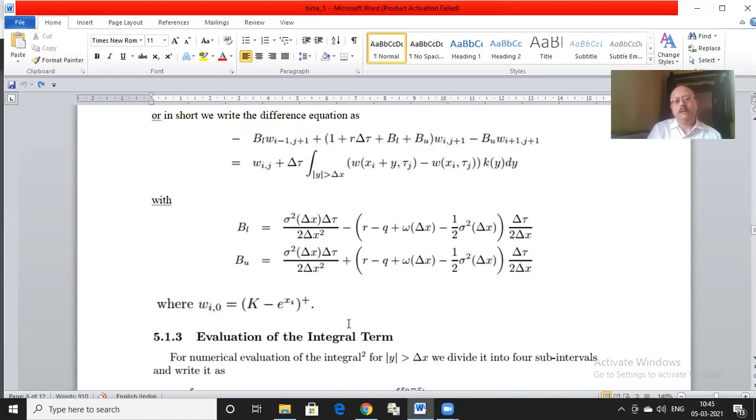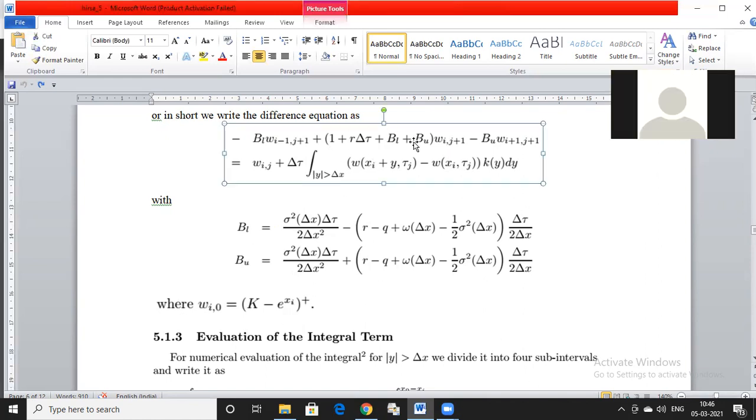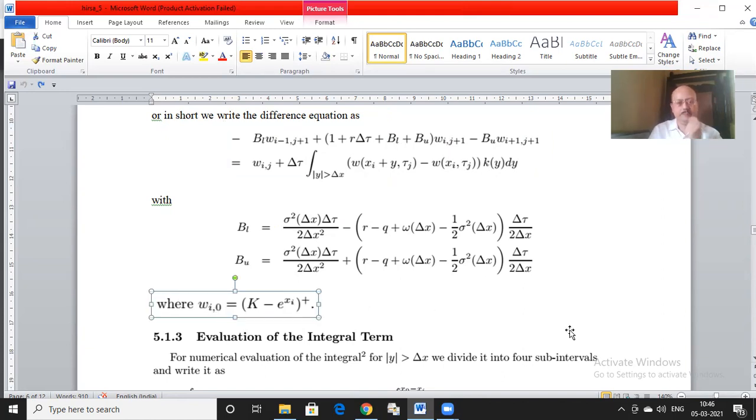We are considering a put option. So Wi0 is defined as k minus e to the power xi plus, because we are working on the log stock price. So actually s is e to the power x, and time 0 means actually maturity, because tau is capital T minus t. Okay. Yes, sir. This is our new equation for the PIDE, and this is like the initial condition. And of course, we will add some boundary conditions later.